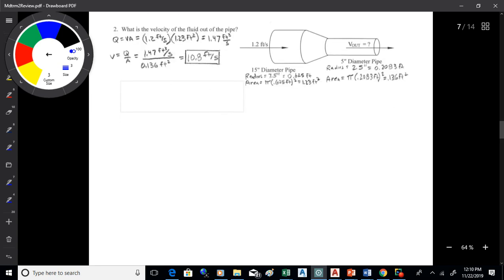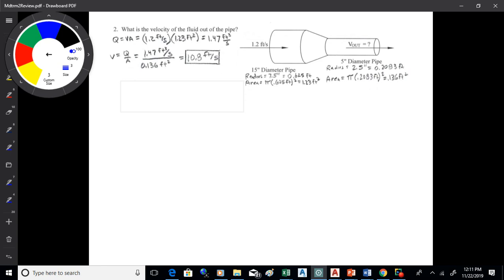All right, now the next one is a Q equals VA problem. 15-inch pipe is not on the chart on page 108, nor is 5-inch pipe, so you have to do this one by hand. We want to find the velocity out of the pipe. First, realize I can't use the chart on page 108. The second thing I notice is I'm putting low velocity water through a big pipe, then necking it down. That's basically like a nozzle, so I would expect the velocity to go up on that one.